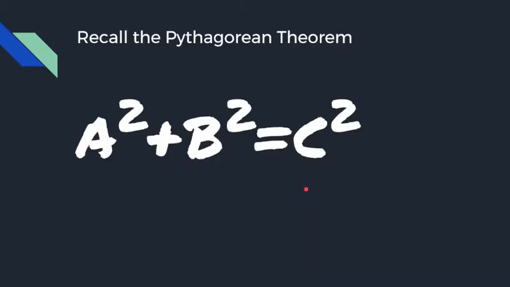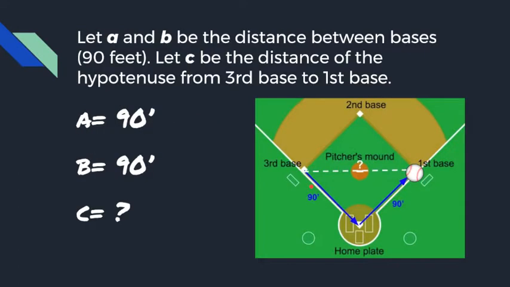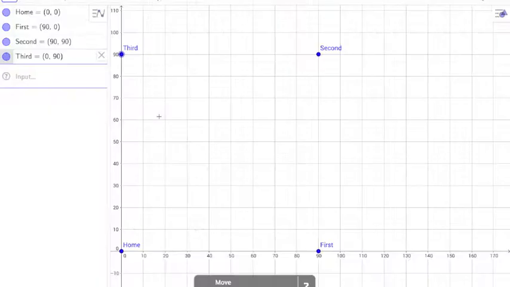And I know we've been working on this a lot today, but just to recall, the formula for the Pythagorean theorem is a squared plus b squared equals c squared. That's where a and b are both legs of a triangle, and c is going to be the longest side, which is the hypotenuse. So here we've got our whole setup just to review it for everybody. So our a is going to be 90 feet, our b is going to be 90 feet, and c is what we're solving for here. So I'm going to jump over to GeoGebra.